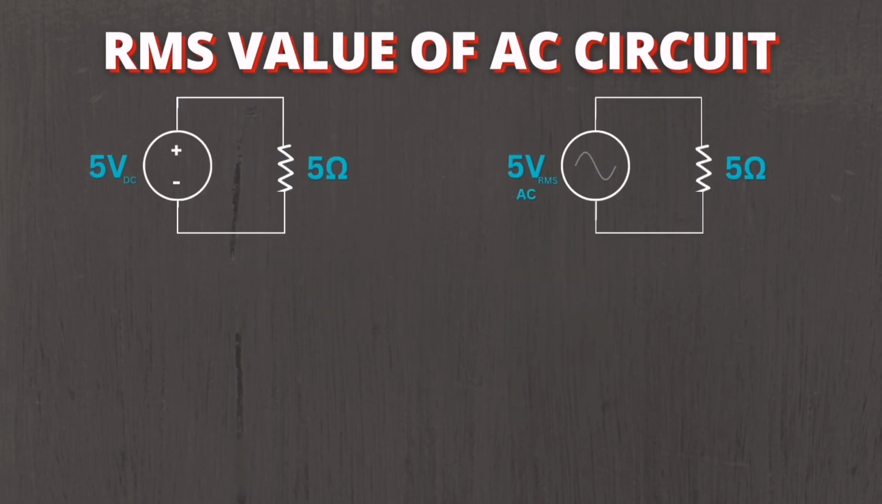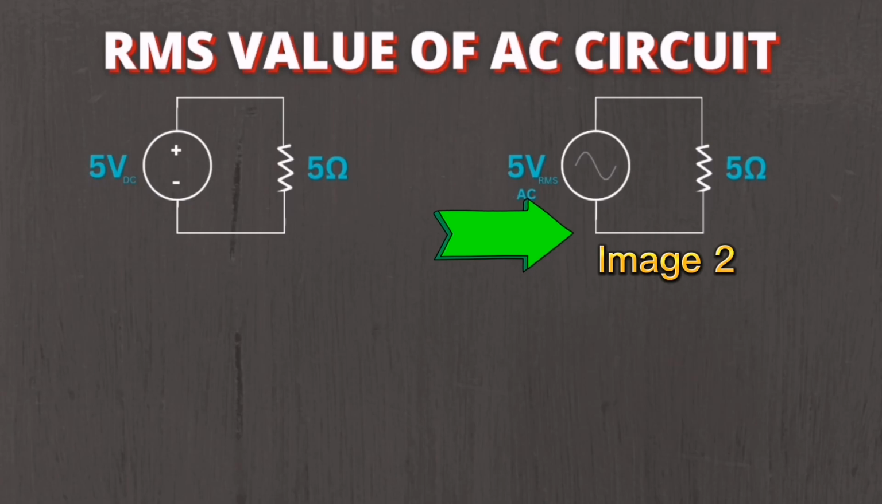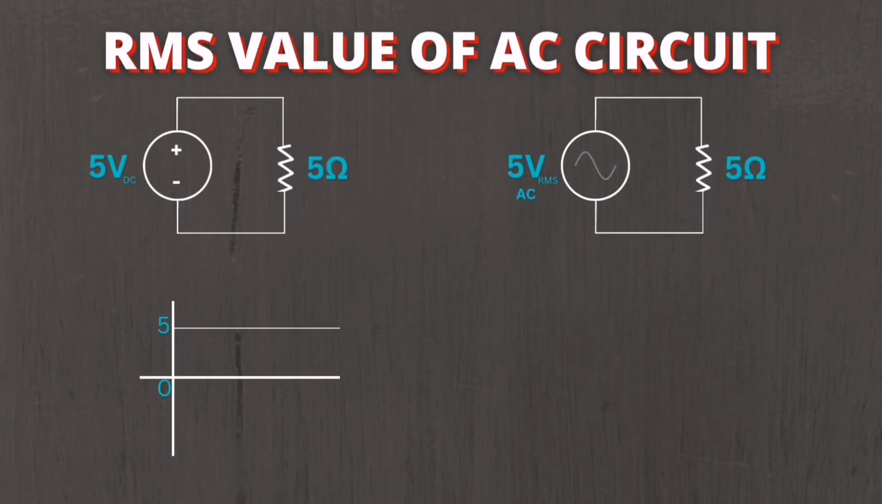Next, we have these two images. The first image is a circuit of a constant 5V DC and a 5 ohm resistor load. The power dissipated in this circuit is equal to the power dissipated in image 2, since the voltage is given in RMS. The graph of a 5V DC is shown here, a straight horizontal line. To get the power dissipated, we have the formula P is equal to V squared divided by R. This formula is applicable in image 2 if the voltage is in RMS value.